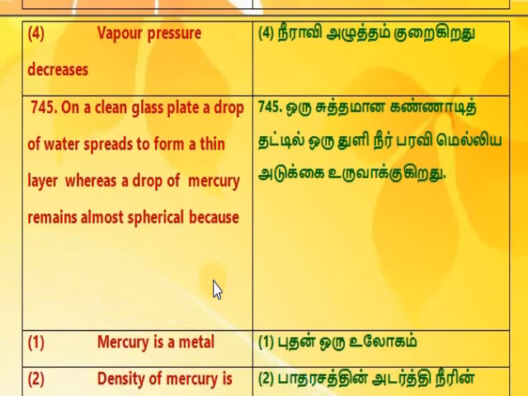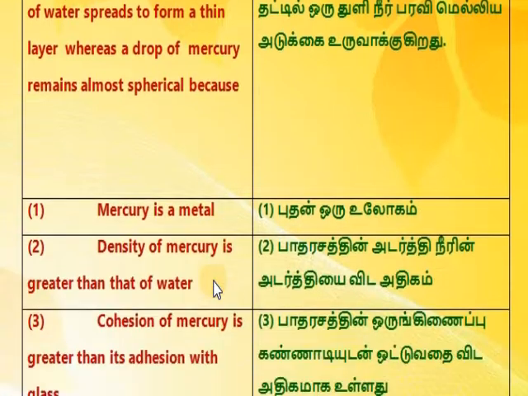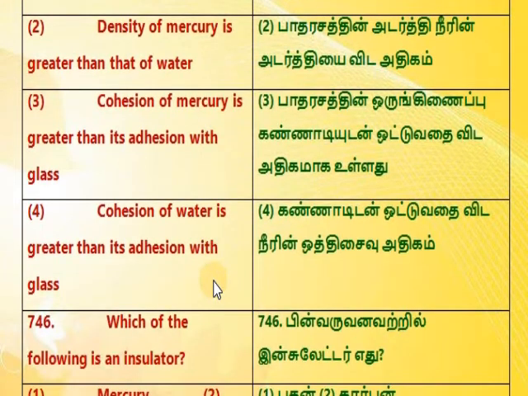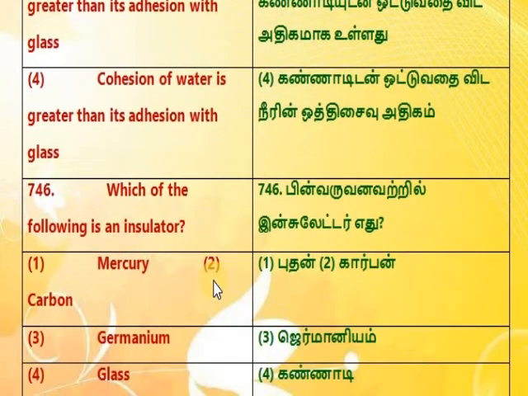745. On a clean glass plate a drop of water spreads to form a thin layer, whereas a drop of mercury remains almost spherical because 1. Mercury is a metal, 2. Density of mercury is greater than that of water, 3. Cohesion of mercury is greater than its adhesion with glass, 4. Cohesion of water is greater than its adhesion with glass. 746.